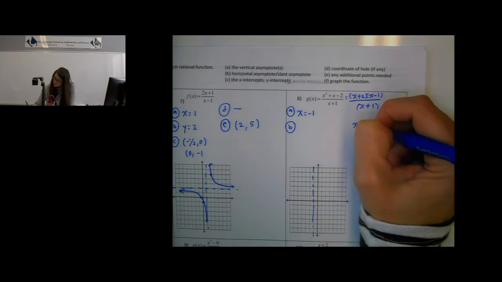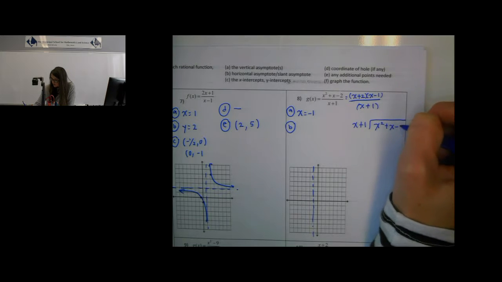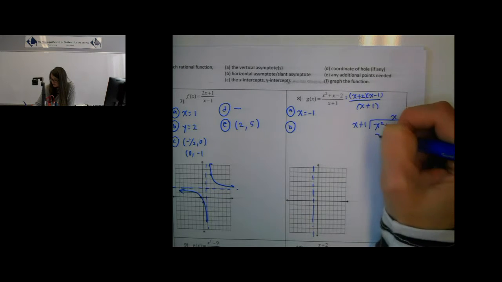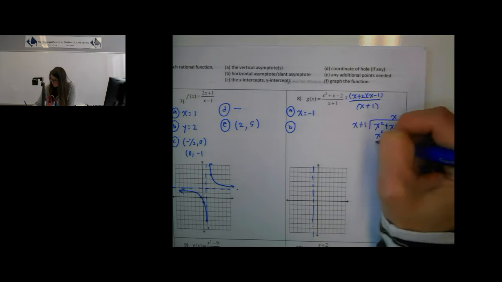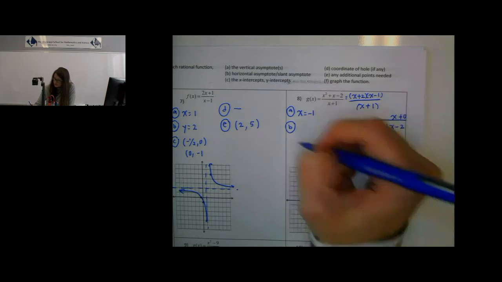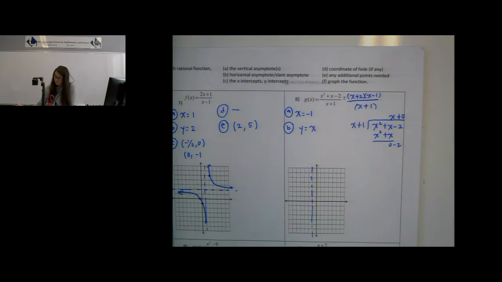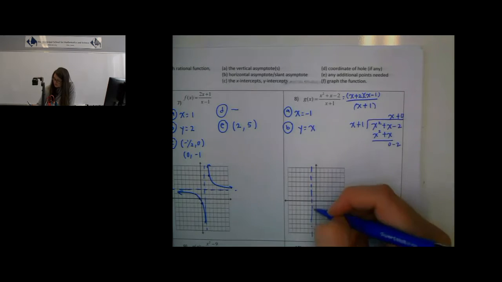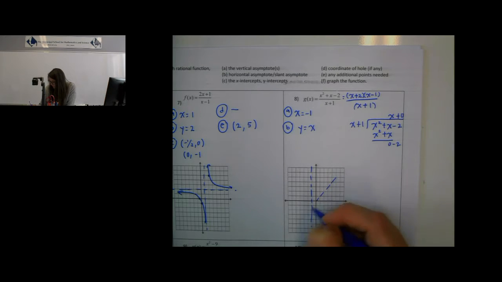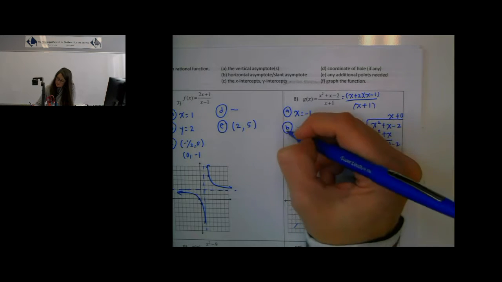So let's try a long division here. Let's say x plus 1, does that divide evenly into here? So x squared plus x minus 2. So it'll be x. So your slant is going to be at just the numerator, or just the dividend. y equals x here, so you're going to have a slant there.